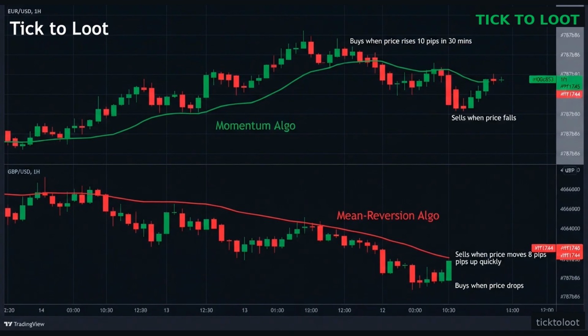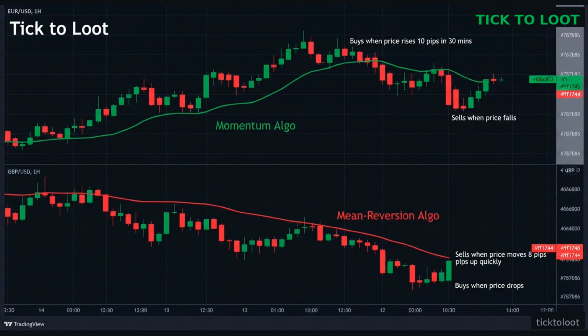Think of it like a friend who always jumps on a roller coaster when it's going up fast. Now picture a second robot, a mean reversion algo, focused on the pound-dollar pair, pound sterling to US dollar. This one likes to buy when the price suddenly falls 8 pips, assuming it will bounce back, and sell when it spikes up, expecting a pullback. It's like a shopper who always buys a dress when the store puts it on sale, betting the price will rise again soon. Both algorithms run automatically 24 hours a day, making tiny decisions based on tiny price moves.